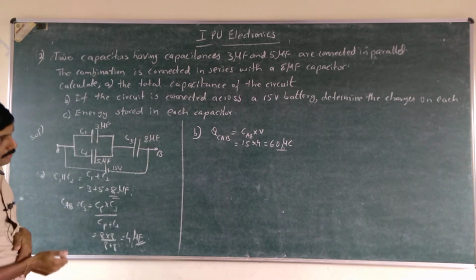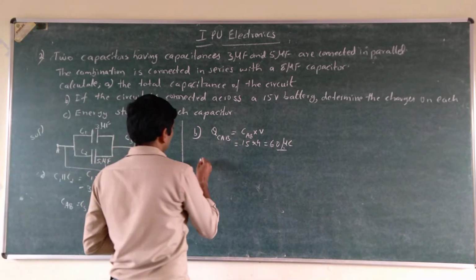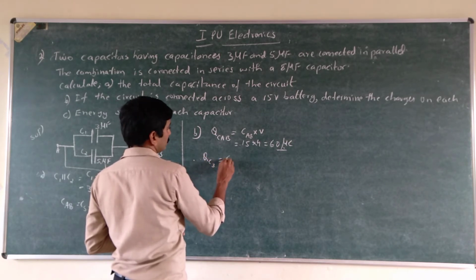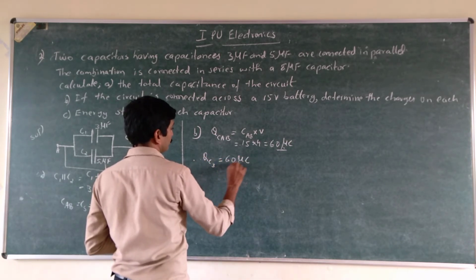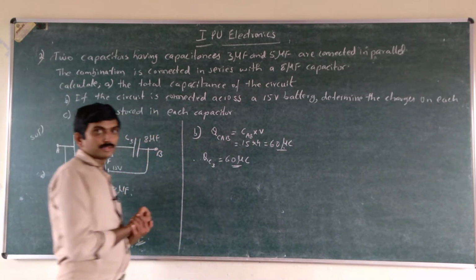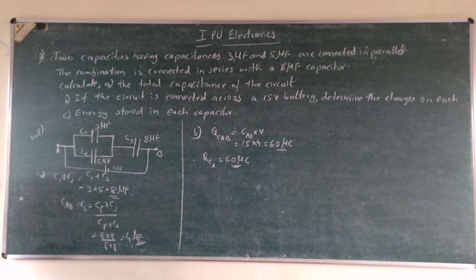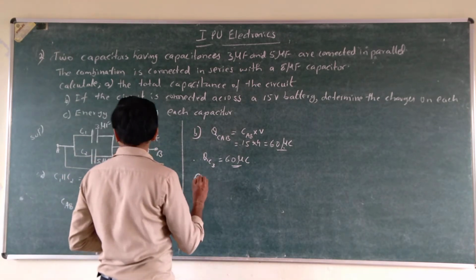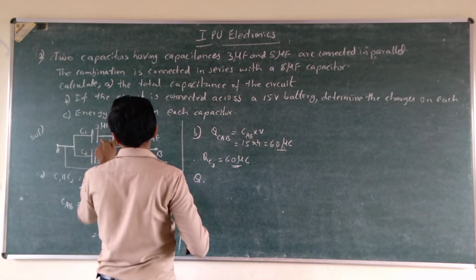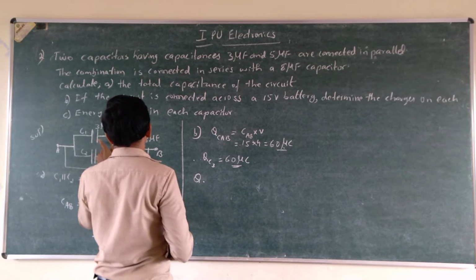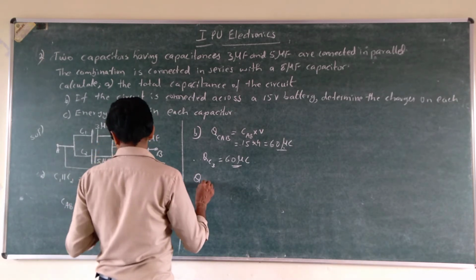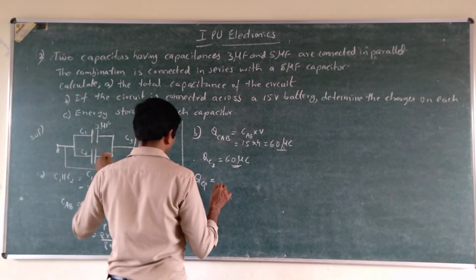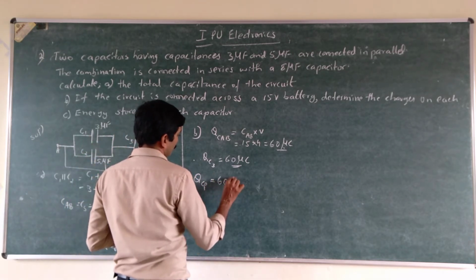Yes. Therefore, QC3 is equal to 60 microcoulomb, and the charge across the parallel combination of C1 and C2, C1 plus C2, which I call CP, is also equal to 60 microcoulomb.